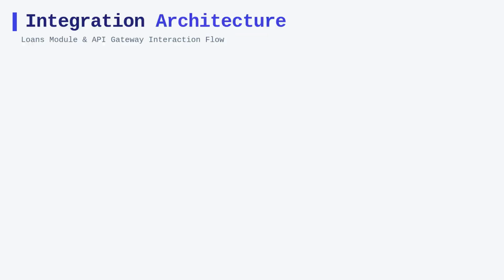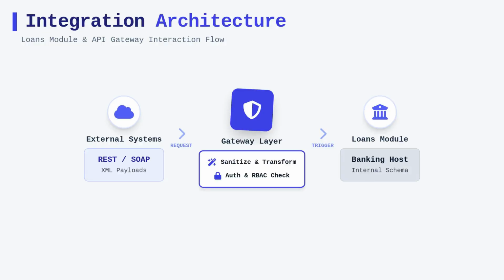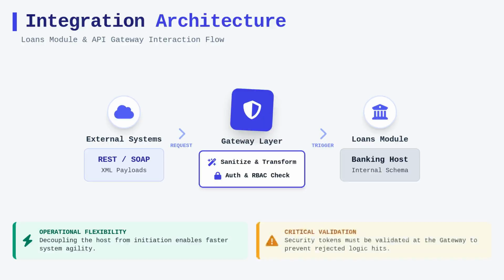Moving beyond simple definitions, we must consider how the Loans module interacts with the broader messaging and API gateways. In a modern deployment, a loan disbursement request often originates from an external system via a REST or SOAP interface. This requires your XML payload mappings to be precisely calibrated to the internal schema expected by the loan process workflows. We use the gateway integration layer to sanitize and transform these external inputs into internal transactional triggers. By decoupling the transaction initiation from the core banking host, we gain significant operational flexibility, but this also shifts the burden of validation onto the gateway.